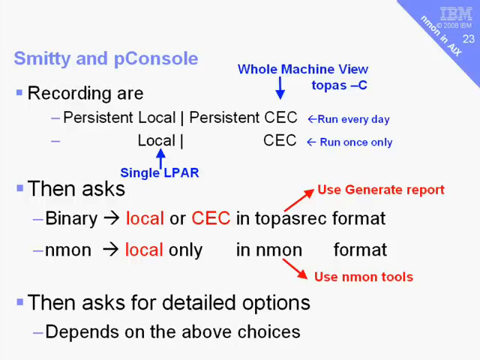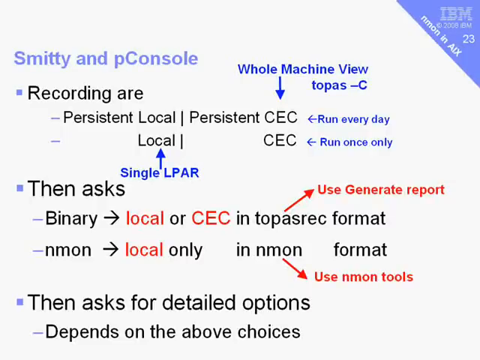Let's do a little demonstration of that, but we need to explain a few little things first. Once you go into here, we can either ask for persistent files, which means this will be put into a cron job and it will run every day, or you can ask for just a file right now and start it up. You can also ask for local, on the local copy of AIX, or you can ask for the CEC view, and this is the topas -C type information where you can see all the logical partitions of a machine, and that's not a feature that we have with nmon and we're never likely to have.